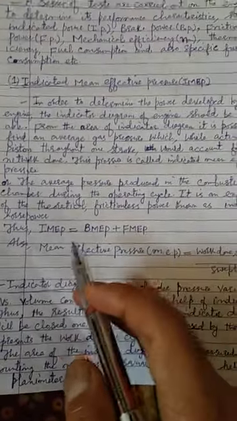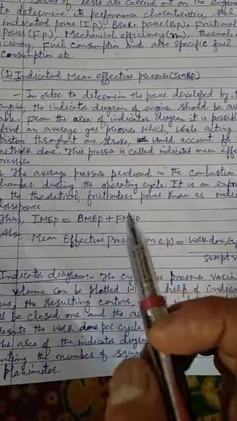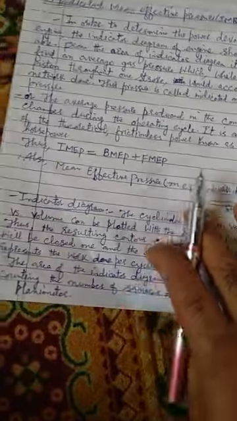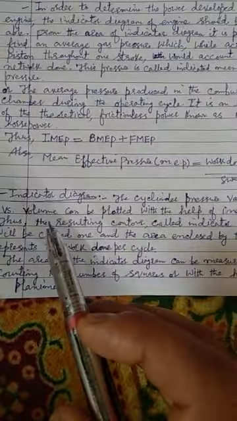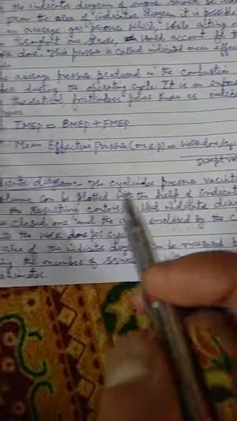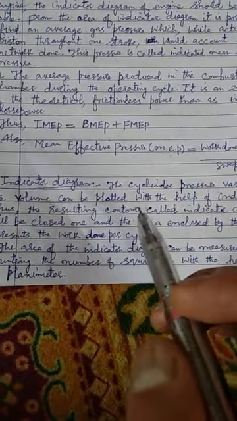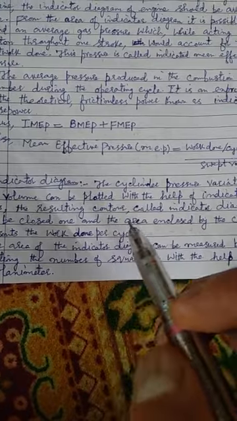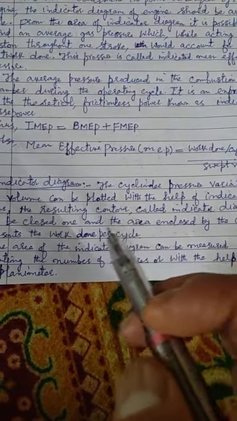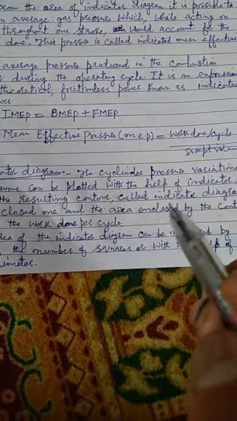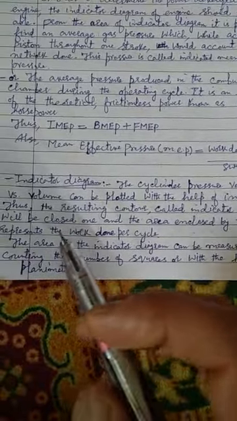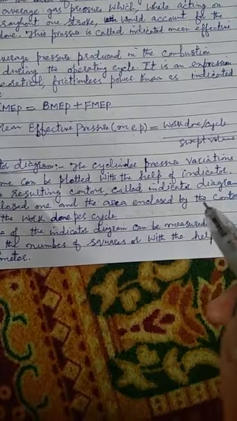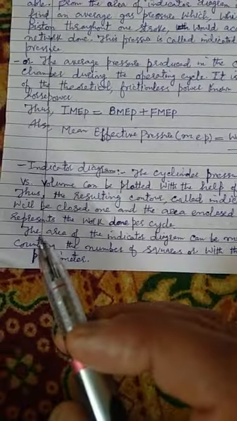Now, we are using the indicated diagram here, so I have written the definition of the indicated diagram. The cylinder pressure variations versus volume can be plotted with the help of an indicator. Thus the resulting contour, meaning the closed graph, is called the indicated diagram. It will be a closed one, and the area enclosed by the contour represents the work done per cycle.